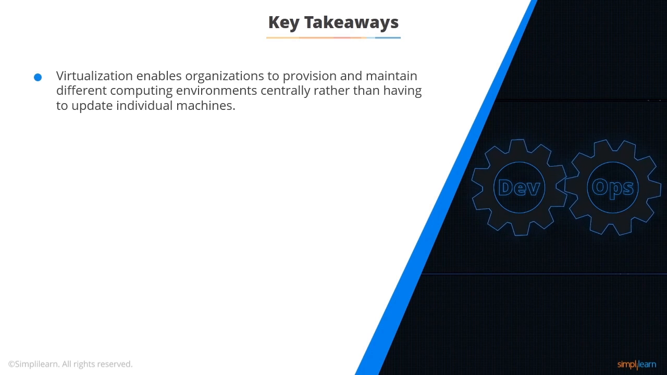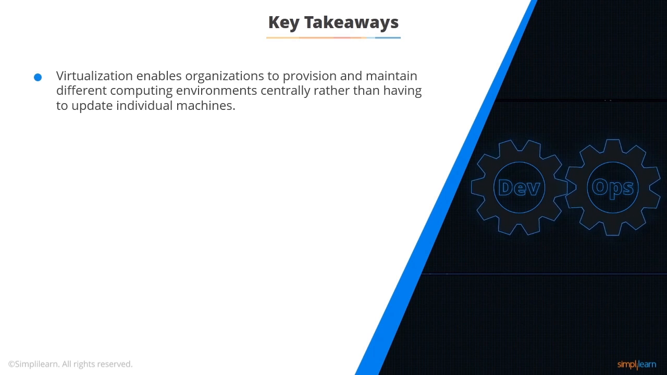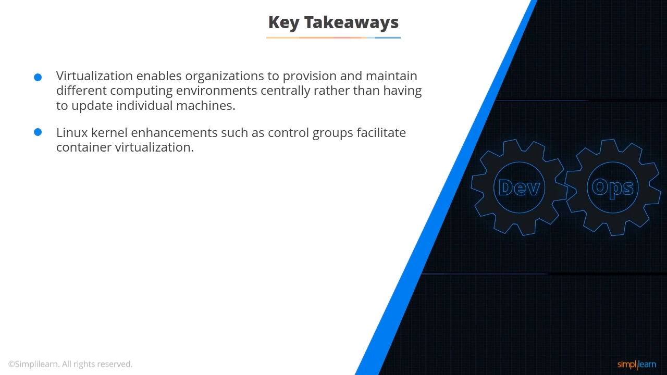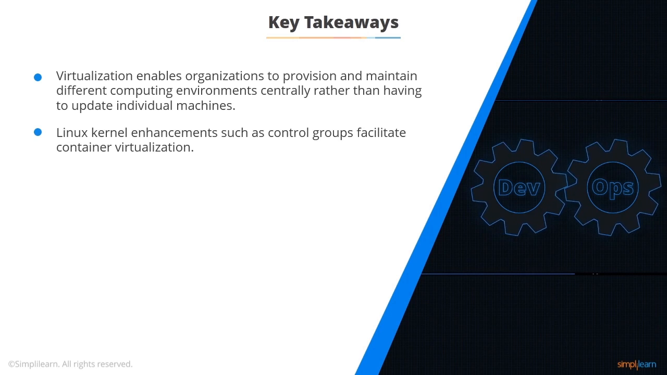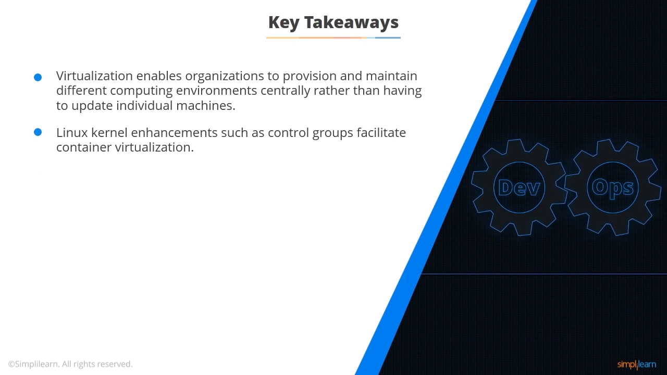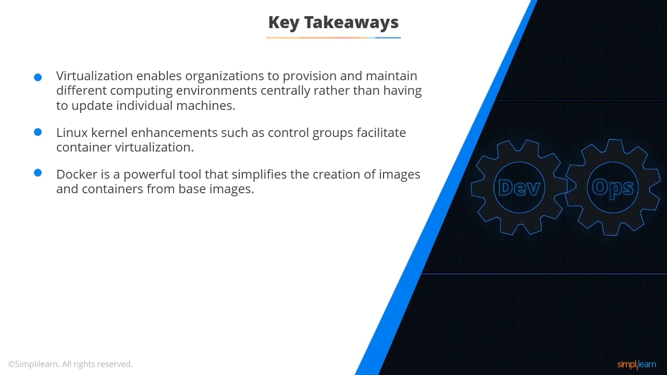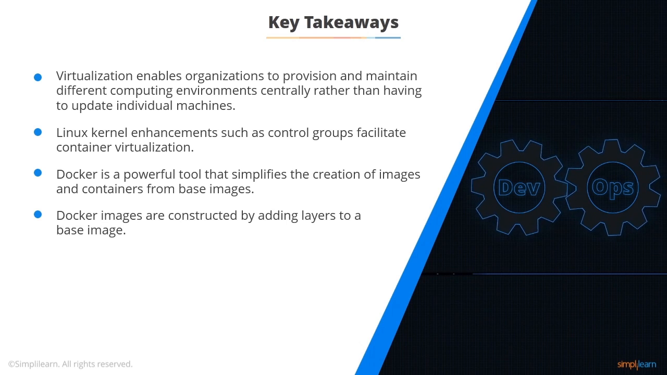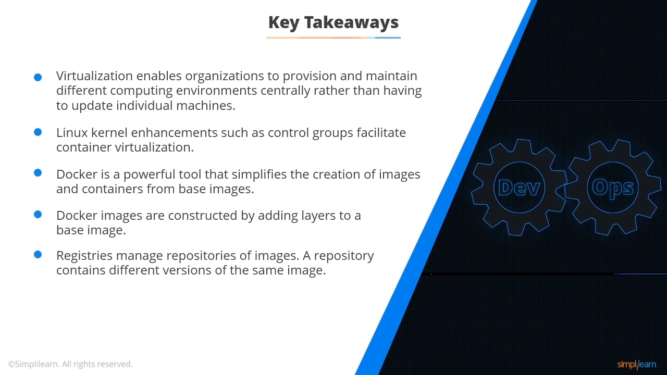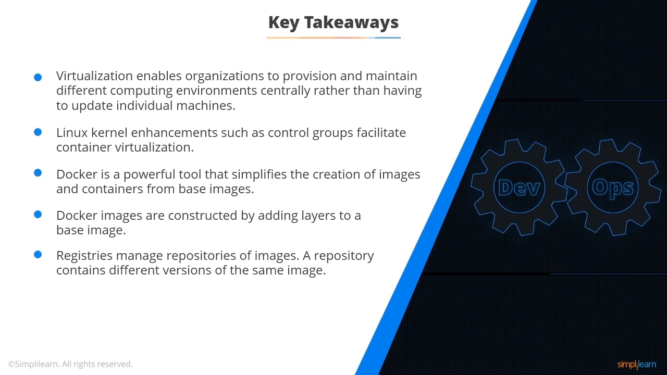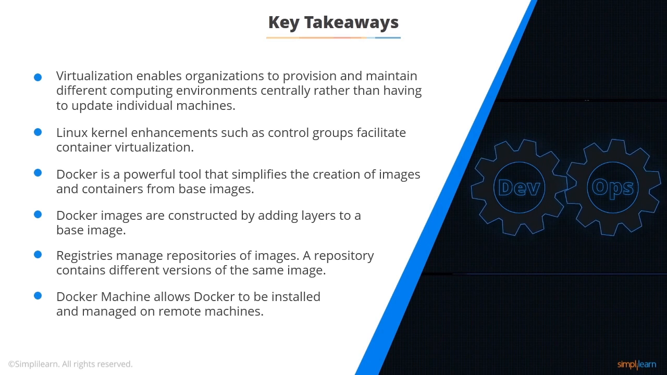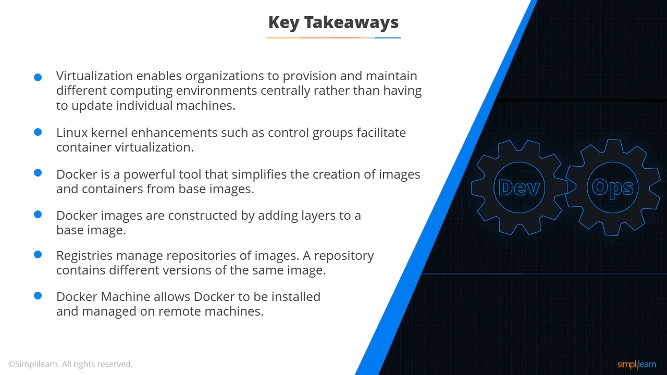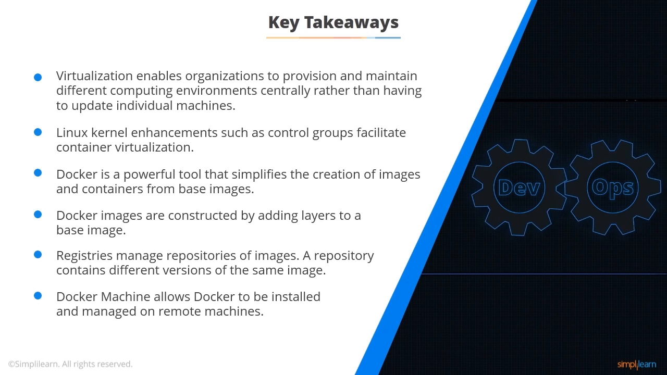Virtualization enables organizations to provision and maintain different computing environments. The environments are stored centrally so that you don't have to update individual machines. Certain Linux kernel enhancements such as control groups facilitate the implementation of container virtualization. Docker is a powerful tool that simplifies the creation of images and containers from base images. Docker images are constructed by adding layers to a base image. Registries manage repositories of images. A repository contains different versions of the same image. Docker Machine allows Docker to be installed and managed on remote machines.